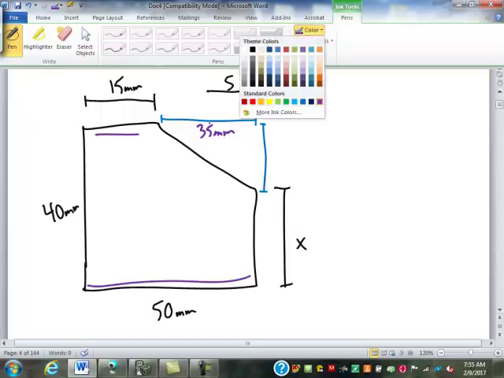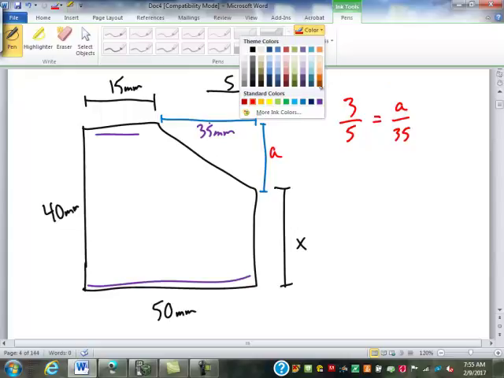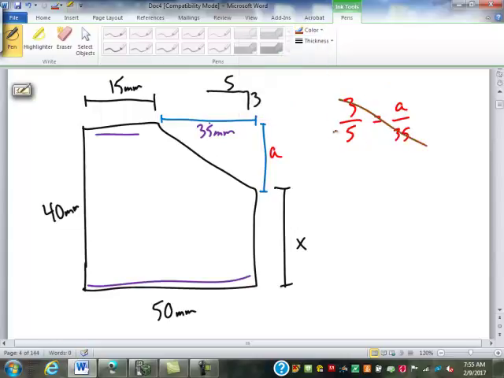Now that we have that, I'll label this dimension here A. I can find dimension A. How do I find it? 3 over 5 equals A over 35. Then we cross multiply and divide. A is 21. So what do we do with the 21 millimeters? Subtract it from 40, x is 19.